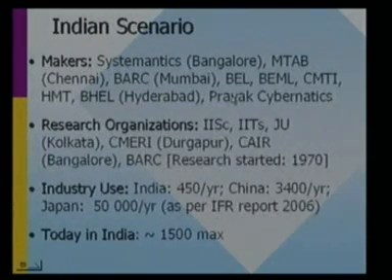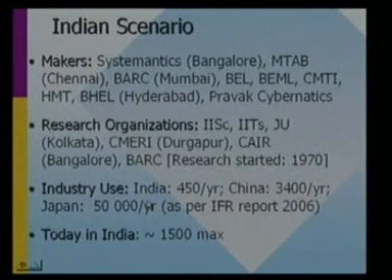For example, BHL has developed their robot for welding purposes. Looking at the research organizations, of course, IISc, Indian Institute of Science, IITs, Jadavpur University, CMRI, CAIR, Center for Artificial Intelligence and Robotics, and BARC also do research.